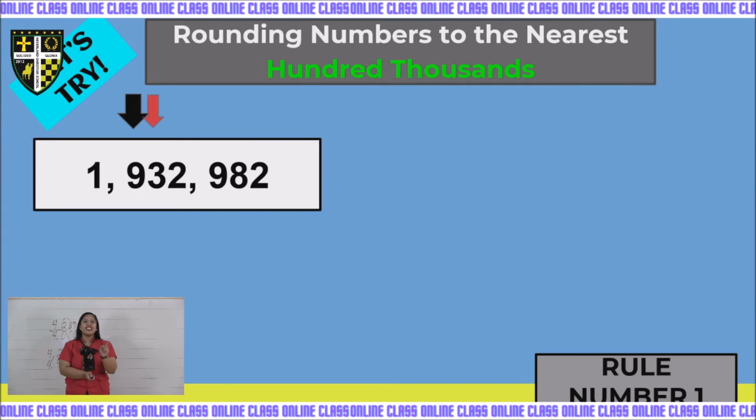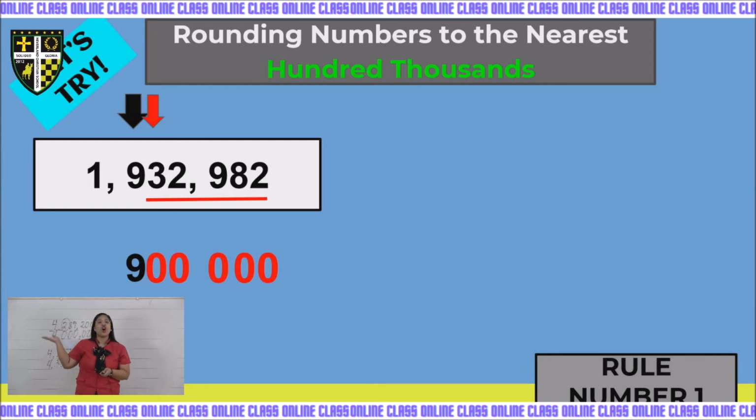Very good. And 3 is lower than 5. So meaning 3 will become 0, and all the rest of the numbers on the right side will become zeros. And we will just copy 9. Very good, kids. So again, we will put zeros, and we will just write 9. And we will also copy the number on the left side of the digit to be rounded off, which is 1. Very good, kids.